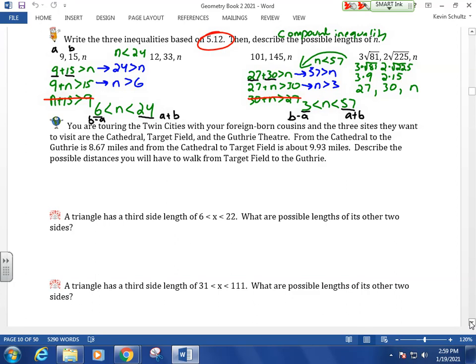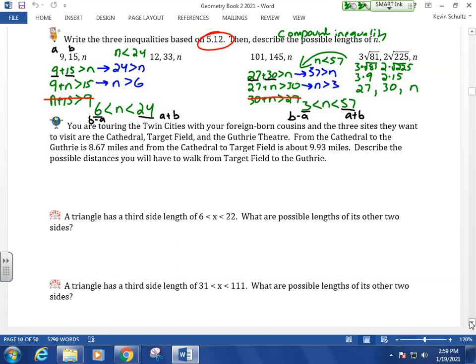The real world, it says you are touring the Twin Cities with your foreign-born cousins, and the three sites they want to visit are the Cathedral, Target Field, and Guthrie Theater. From the Cathedral to the Guthrie is 8.67 miles, and from the Cathedral to Target Field is about 9.93 miles. Describe the possible distances you'll have to walk from Target Field to the Guthrie. Okay, let's draw this out. That's a lot of words.